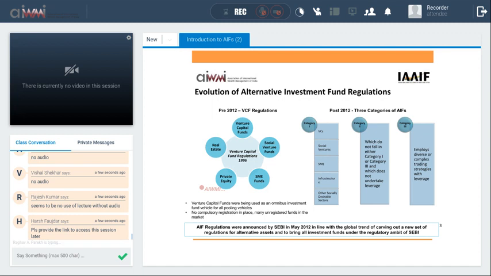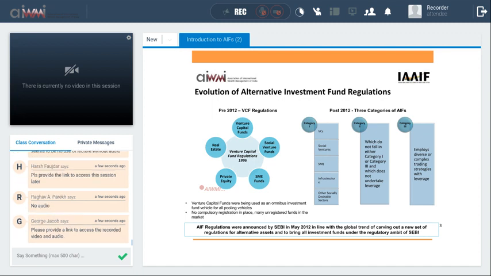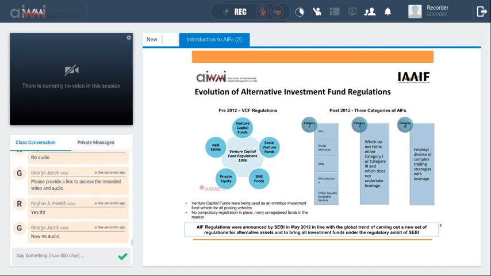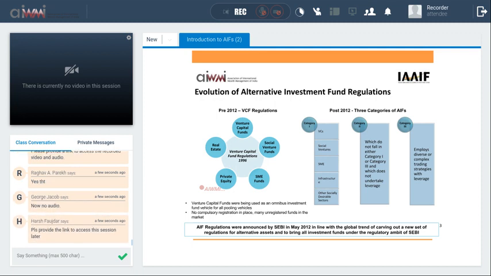But essentially, what you see in the venture capital fund regulations was that there was not a possibility of creating different kinds of investment vehicles. Essentially, a venture capital fund had to be either an angel fund or a plain vanilla venture capital fund or a private equity fund. So essentially, the foundation of the venture capital fund regulation was to promote investment into unlisted equity.